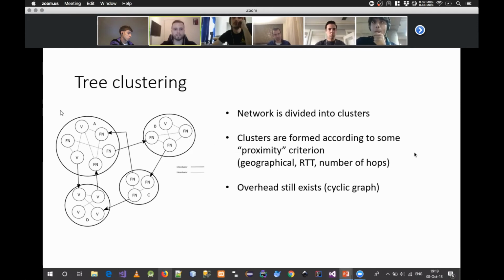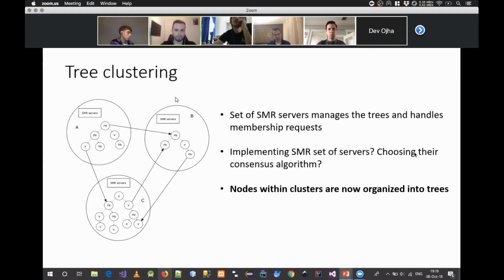However, we still have redundancy, or we still have an overhead when it comes to receiving redundant messages. And the main culprit behind servers receiving redundant messages is actually the fact that the graph of the network is a cyclic one. So if we could somehow remove that property of our network graph, we could probably reduce the overhead that exists. So, we propose organizing servers in the network into an acyclic structure, which is actually a tree.